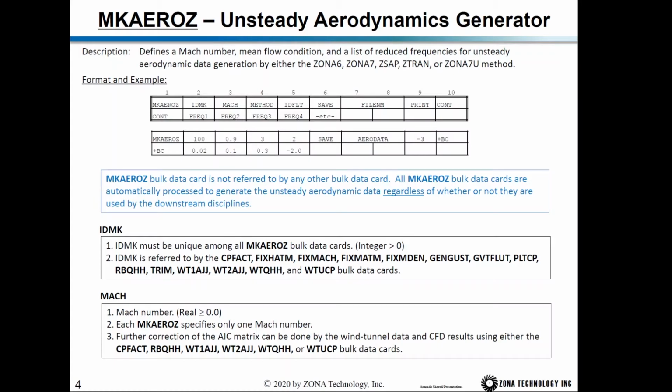It saves the AIC on the runtime database, so if you want to generate the AIC matrix at many Mach numbers, you can put those MKLZ cards in the input file and run ZAERO over the weekend. Then you can get all the AIC matrices at different Mach numbers. The ID MK is the ID of the MKLZ card. ID MK is referred to by many other cards. Then you specify a Mach number. Further correction of the AIC matrix can be done by the internal data or CFD results using the CPFACT, RBQHH, WT1AJJ, WT2AJJ, WTQHH, or WTUCP.